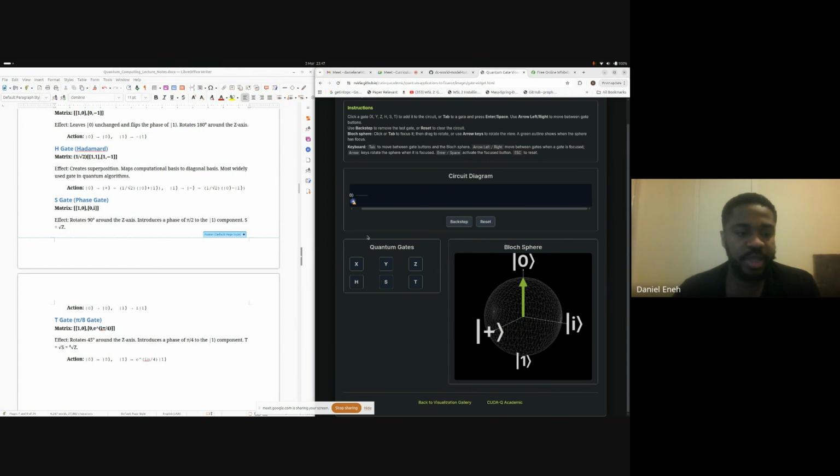If we pass in a 0 using the S gate, it's still a 0, it didn't change. If you want to pass in a 1, we put in an X and then put in an S. So you still get 1. You see that? The i is just showing a phase shift.